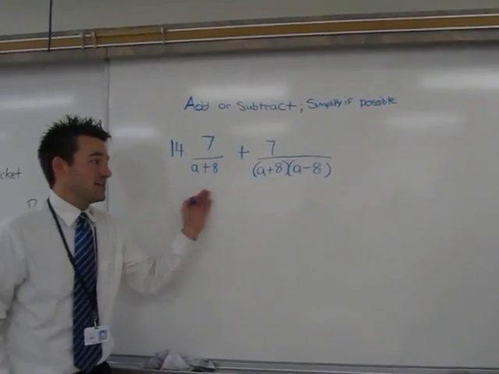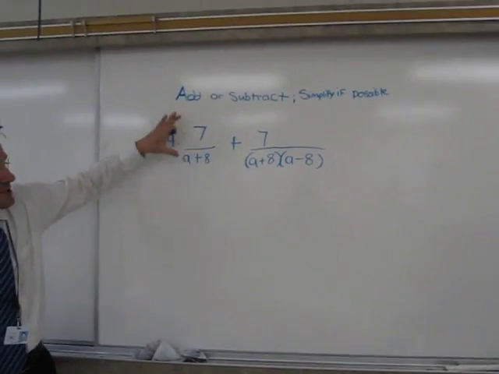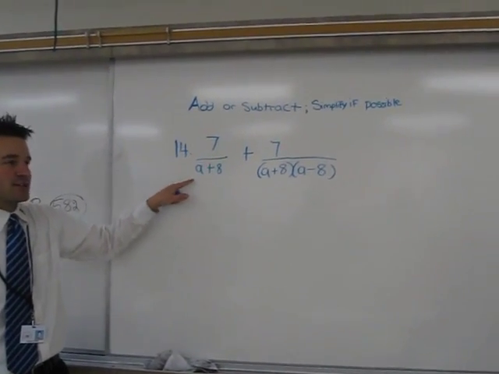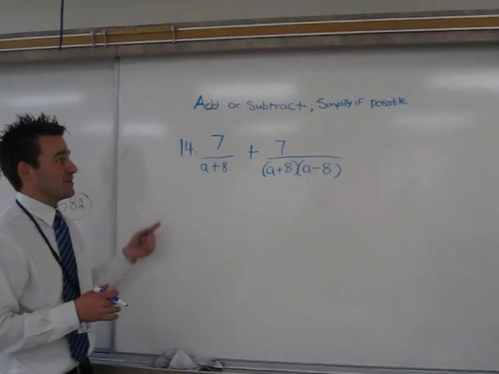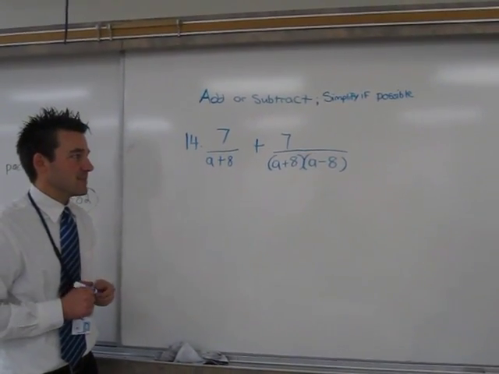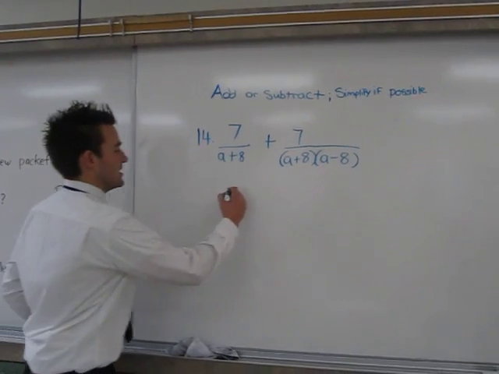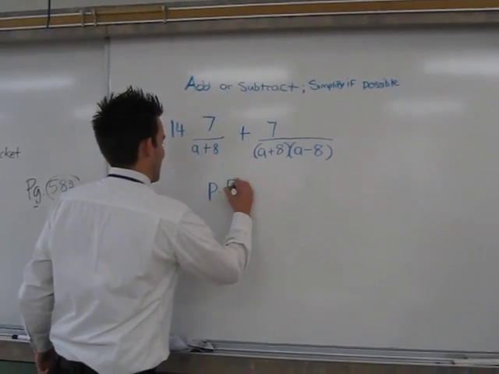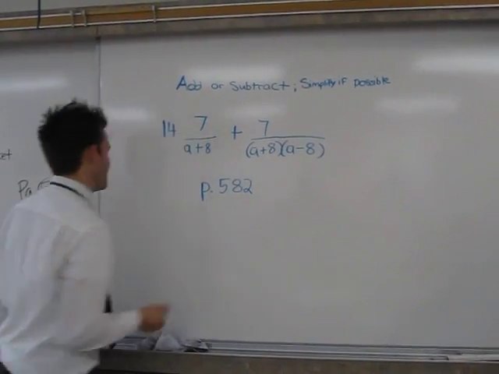Unfortunately, they're not a common denominator yet, but perhaps there's something you could do to this first fraction, a certain one you could multiply it by to give them a common denominator. If you need more help with this, check out page 582 in your textbook.